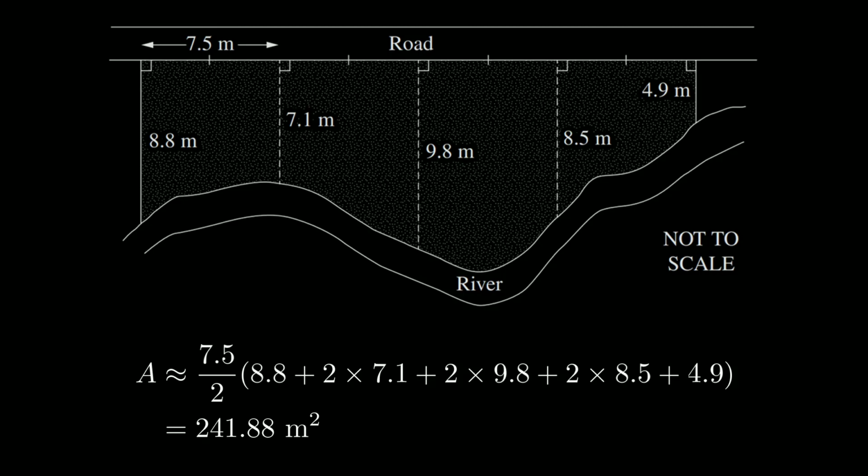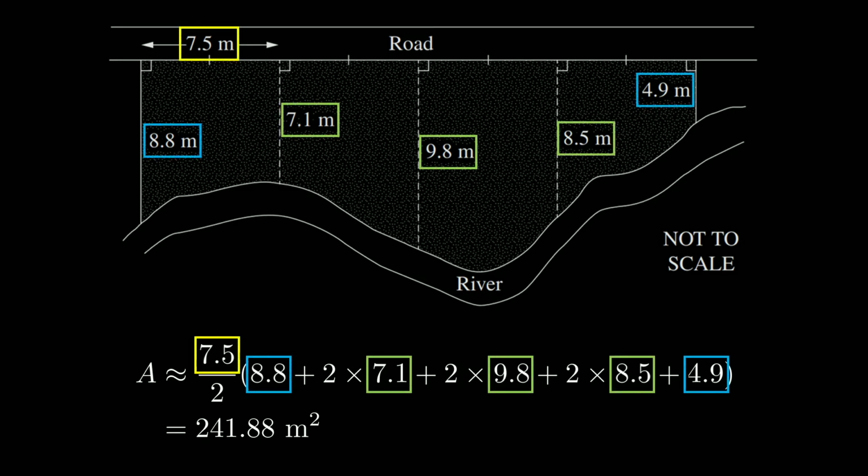Okay, so just remember all of those components. The number over 2 at the start of the bracket is the width of each section, the equal width of each section. Then inside the big bracket, you put one copy of the end measurements and two copies of each of those middle measurements because they get counted twice as you travel along all of those trapeziums. And that's the trapezoidal rule.